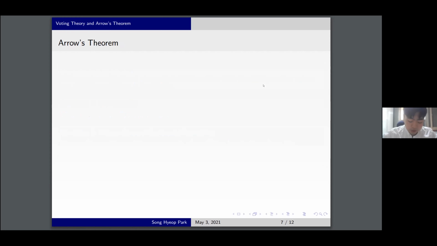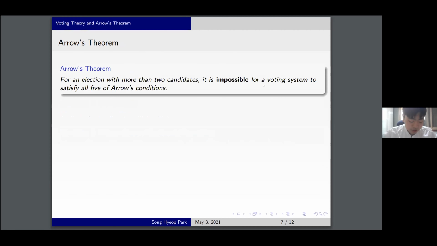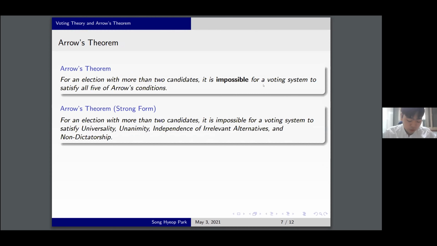Arrow tried to find a voting system that satisfied these five conditions, and he concluded that there is no voting system that satisfies all the conditions. So there is no perfect voting system in Arrow's point of view. We want to prove Arrow's theorem, but it is easier to prove the strong form of Arrow's theorem, which also implies the original version. The difference between the strong form and the original is that we replace monotonicity and citizen sovereignty with unanimity.